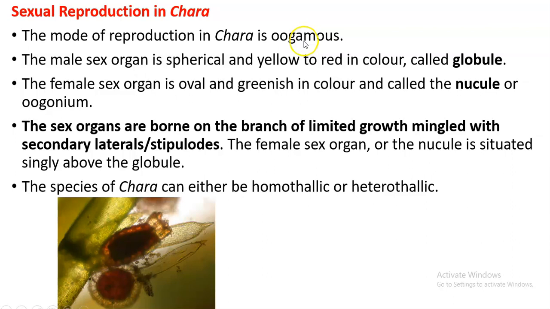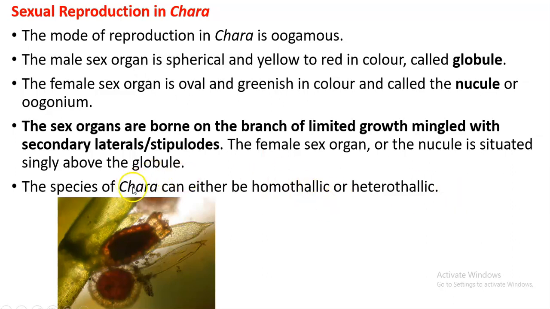The mode of reproduction in Chara is oogamous. That is, there is a proper male gamete and proper female gamete, and that male gamete or anthrozoid will be coming and fusing with the egg which is present within the oogonium. This is known as oogamous mode of reproduction. The male reproductive organ is globule, the female organ is nucleus. Then it will be having a covering of stipuloids or lateral appendages. We have discussed all these things.